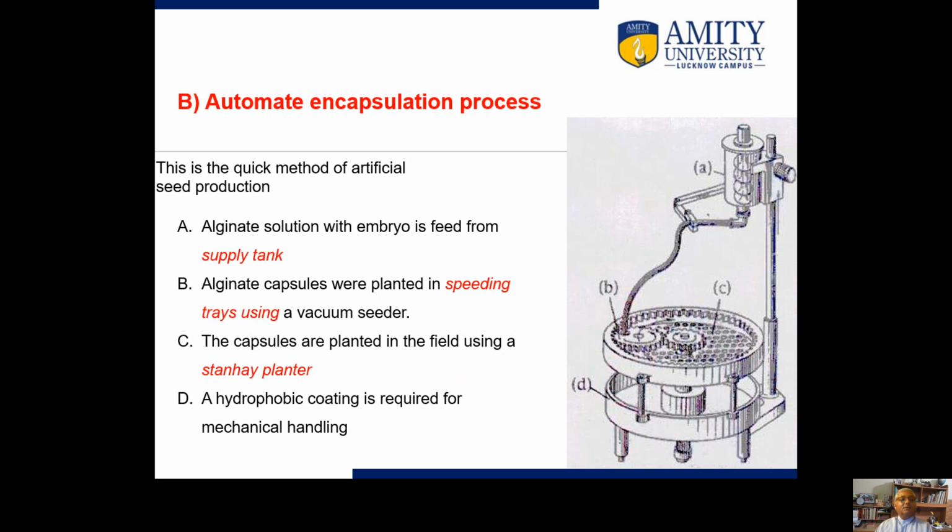have already discussed. In this picture, you can see the alginate solutions with embryo is fed from a supply tank. The alginate capsules were planted in feeding tray using a vacuum seeder. The capsules are planted in the field using a stand head plate, and a hydraulic coating is required for the mechanical handling. So by using this automated system, the synthetic seed can be produced and large mass of synthetic seed can be achieved.